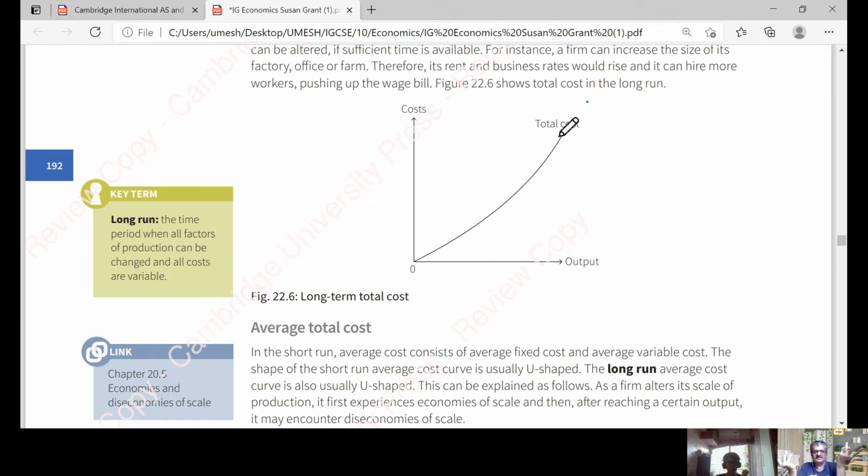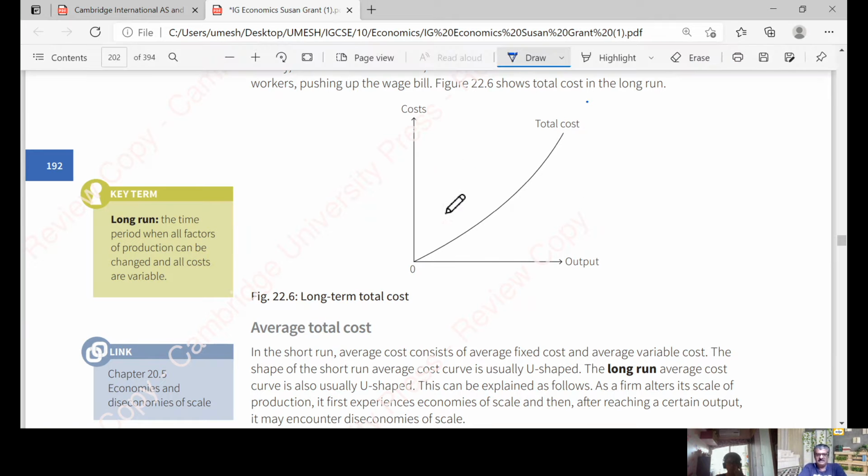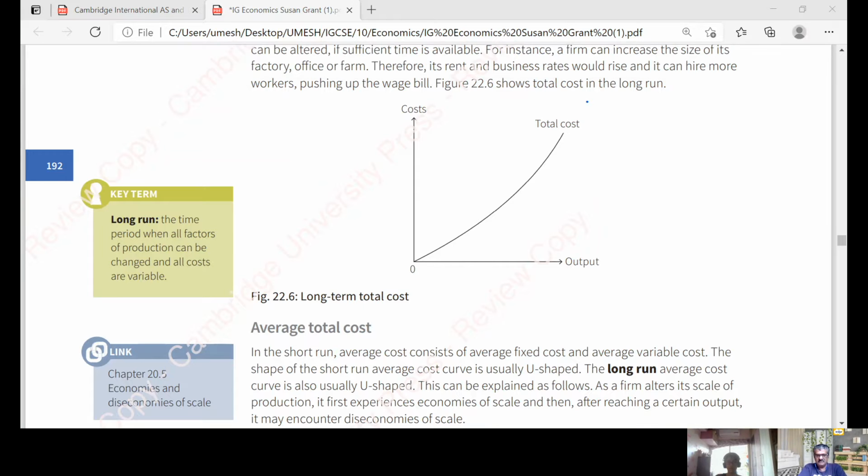What are you showing? This you can see. Now I can see, before it had frozen. Okay. So now you can see the total cost curve.